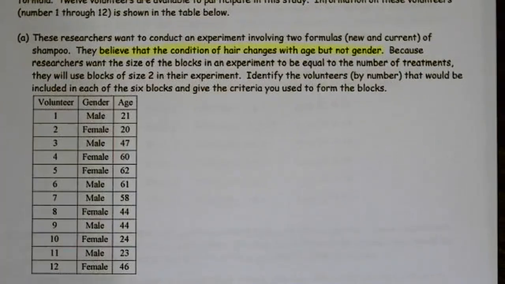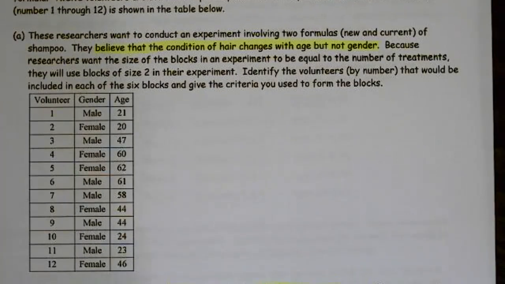The researchers want to conduct an experiment involving 2 formulas, the new and the current, of shampoo. They believe that the condition of hair changes with age, but not gender. All right, so they're telling us age is important. Because researchers want the size of the blocks in an experiment to be equal to the number of treatments, they will use blocks of size 2 in their experiments. So we only need 2 people in the block. Identify the volunteers by number that would be included in each of the 6 blocks and give the criteria.